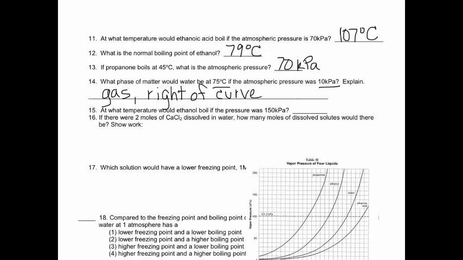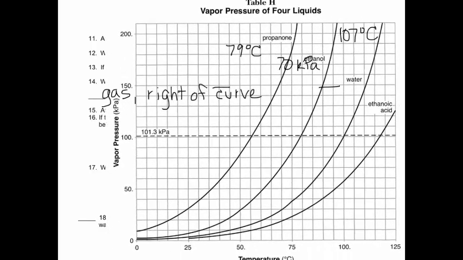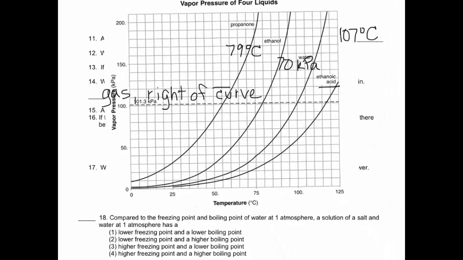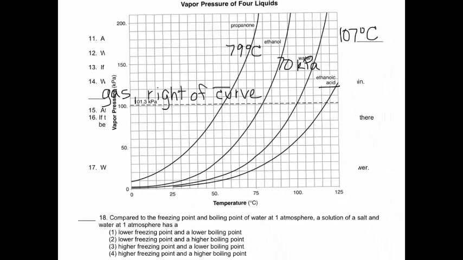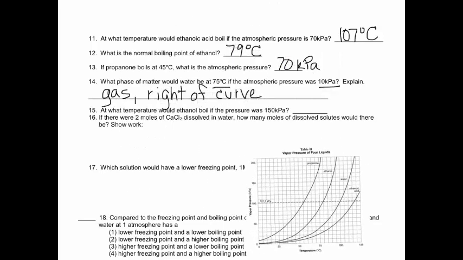Next question, at what temperature would ethanol boil if the pressure is 150 kilopascals? So 150 kilopascals, follow that over to ethanol and down. Keep in mind that the interval down here is by fives, so that would be 90. And don't forget your units, we're talking about degrees Celsius.